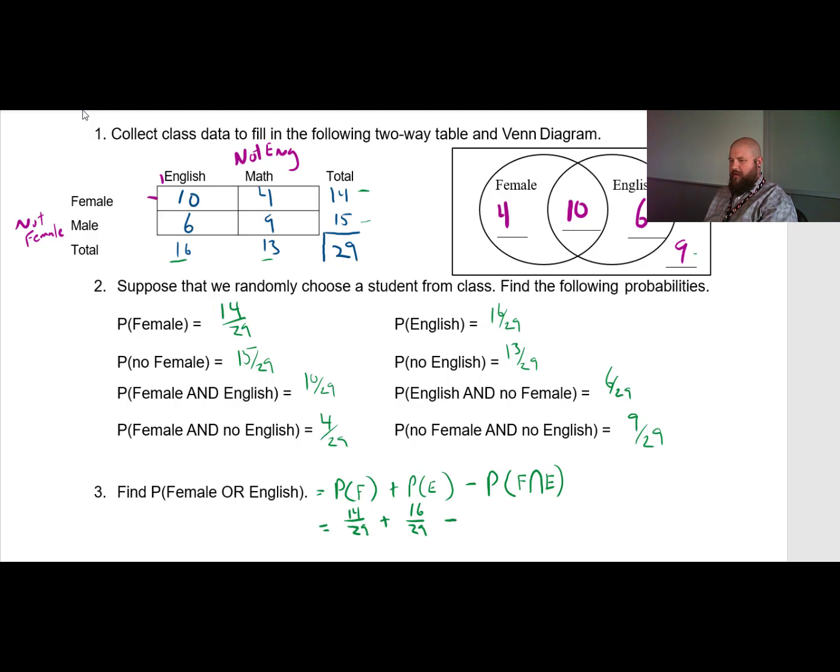And then we're going to say the probability of being female and English. So female and English was this first one we did in the and statements. And that gave us 10 over 29. And then we just gotta add and subtract fractions. So we should get 14 plus 16 should give us 30. And 30 minus 10 should give us 20 over 29.